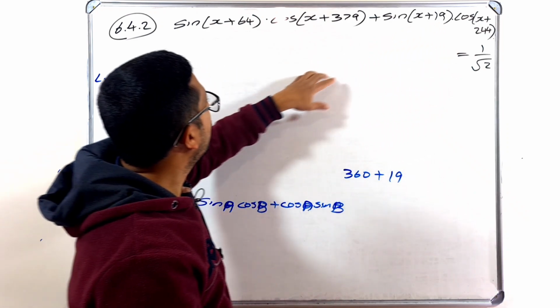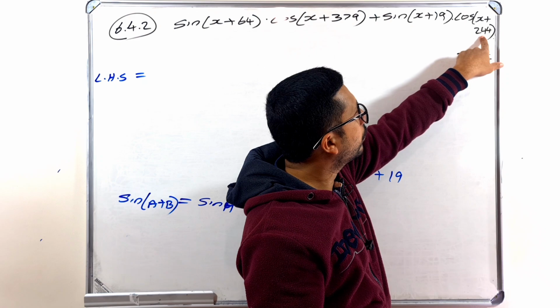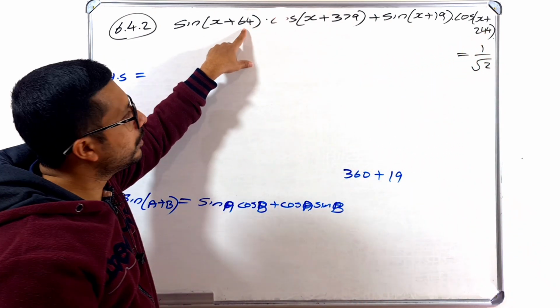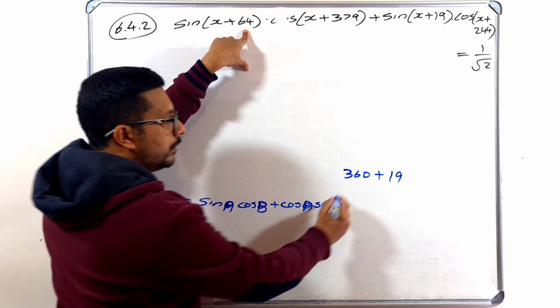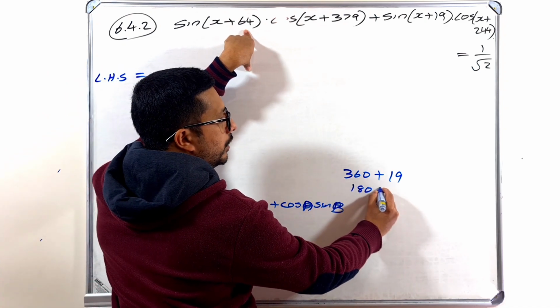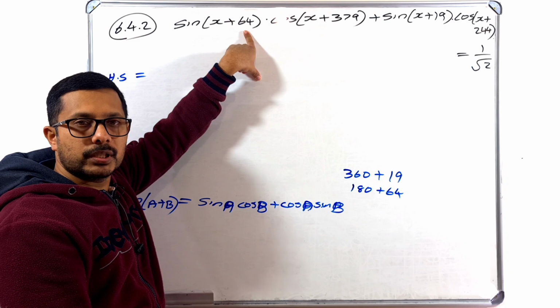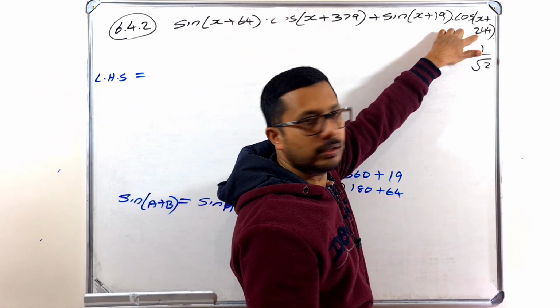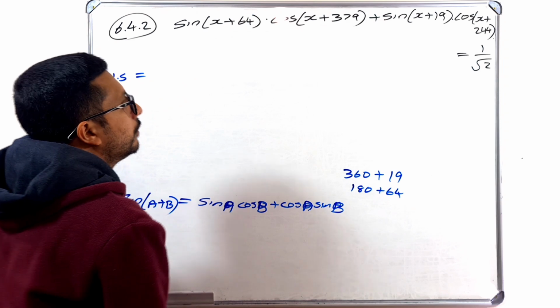Okay, then what? 244. Here it is 64. How can I write that one? It is 180 plus 64. 180 plus 64 is 244. You understand? Okay, so first write what we know.